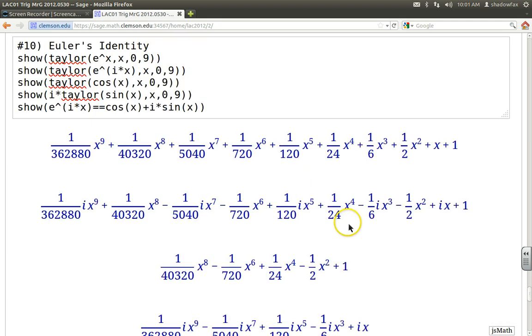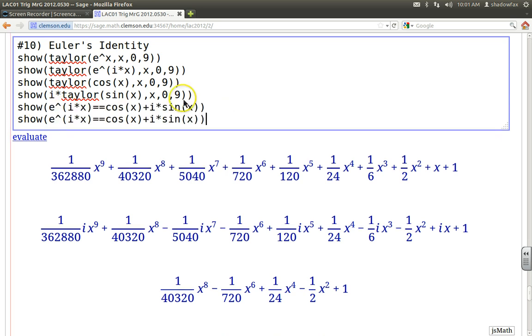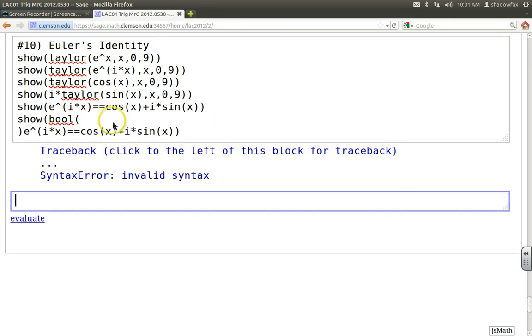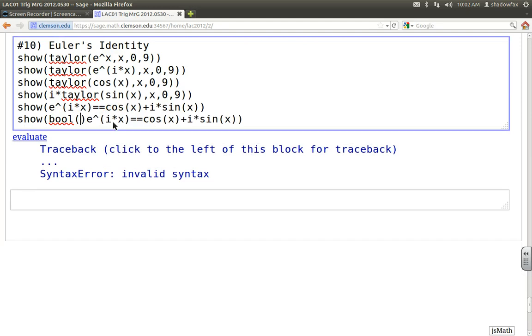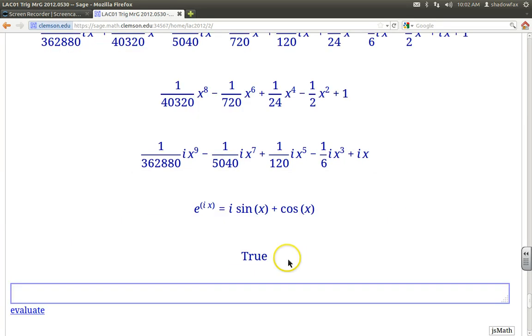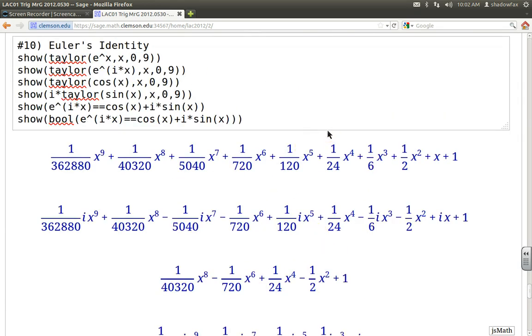All right, so by the way, what if we did the bool of this? Notice it's an equals equals. I can do a bool. It's false? No way. What are you talking about? Whoa, I messed up. Fixed it. Really? It's true, isn't it? It's true now. I changed nothing.